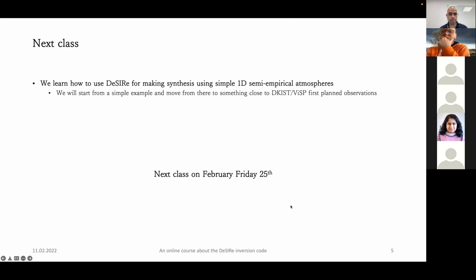Okay, and the idea is that we will start with something simple, and then we will try to get to something close to the first observations that we will have this year from VISP on the KISS. That will be calcium with some satellite lines and two calcium lines together, and also the iron lines. So we will try to get close to that. Okay, so next class in 2 weeks, on Friday.